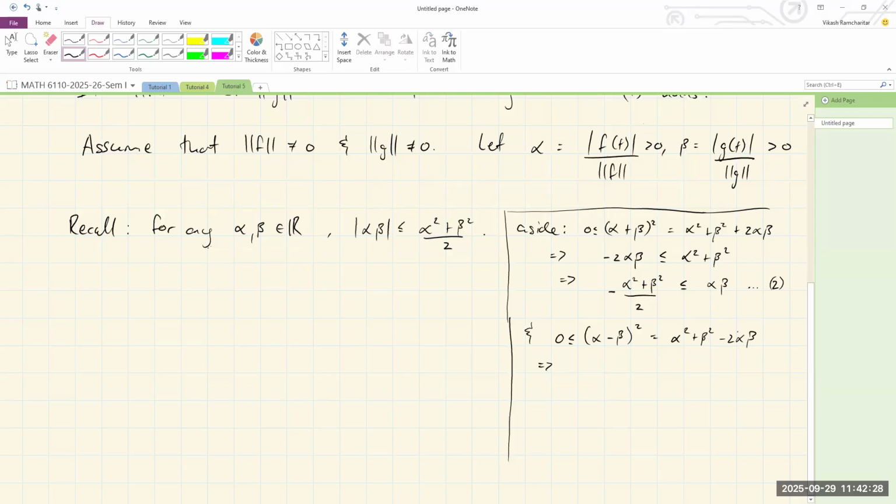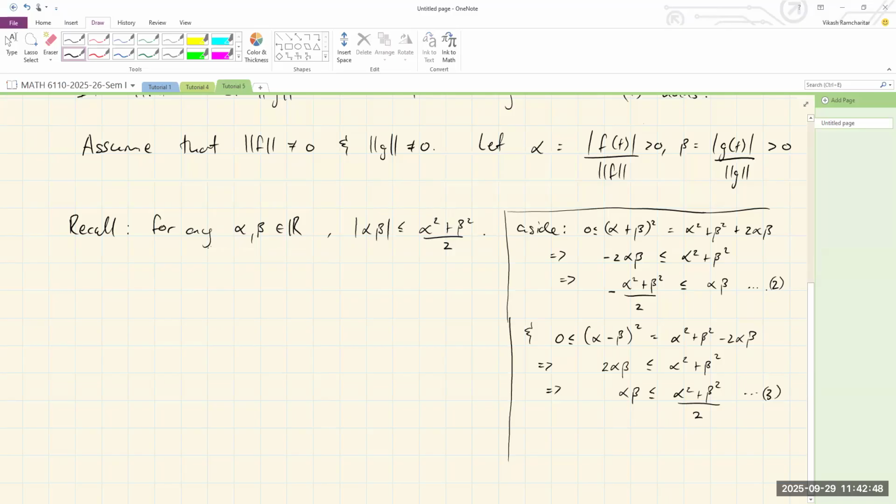So if I move alpha beta over to the left, I get 2 alpha beta is less than or equal to alpha squared plus beta squared. So alpha beta is less than or equal to alpha squared plus beta squared all over 2. Okay, and I could call this 3.